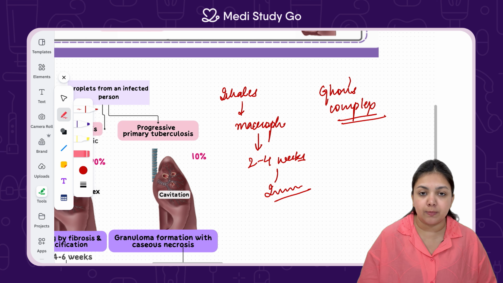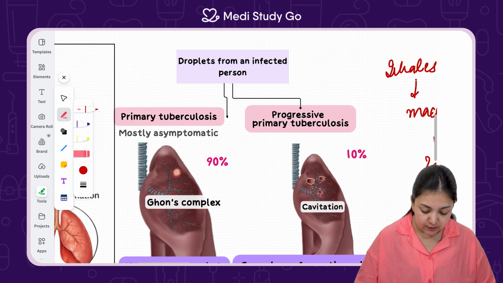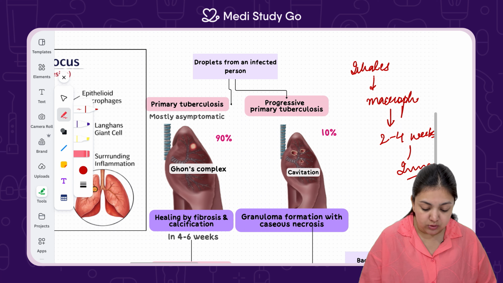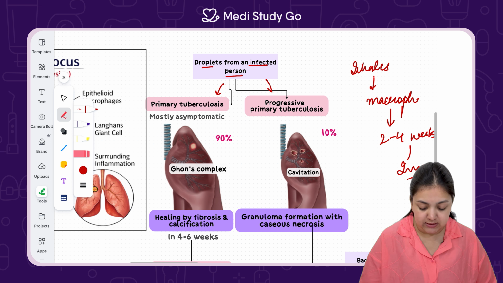Now, this Ghon's complex can either get into a latent stage, wherein the bacilli are overcome by the macrophages and become latent, or this Ghon's complex can burst and release the bacilli into the blood, leading to a secondary or a severe form of tuberculosis to be spread. So if we see here, the pathophysiology includes the droplets from an infected person, or any source by which the tuberculosis bacterium is entering. It can lead to primary TB or progressive primary.